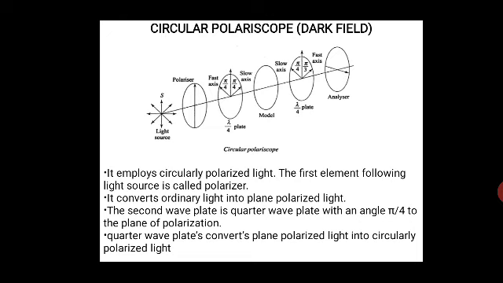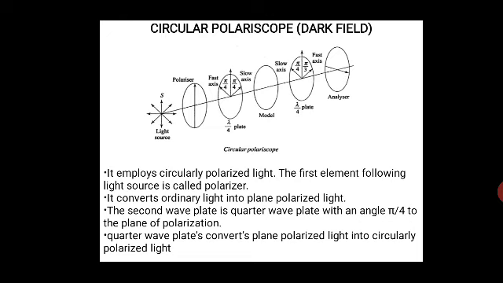Then a second quarter wave plate is introduced after the model, which is kept crossed with respect to the first quarter wave plate. Remember this. Along with this, remember that the fast axis of the first quarter wave plate and the slow axis of the second quarter wave plate are kept parallel. Finally, the last optical element in the setup is the analyzer, which is kept crossed with respect to the polarizer. This arrangement is called a circular polariscope with a dark field arrangement.